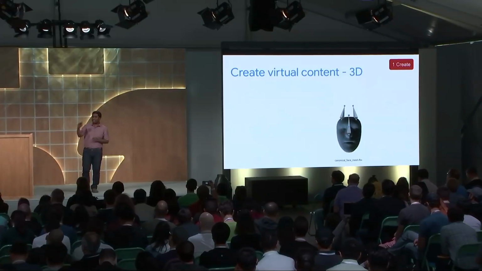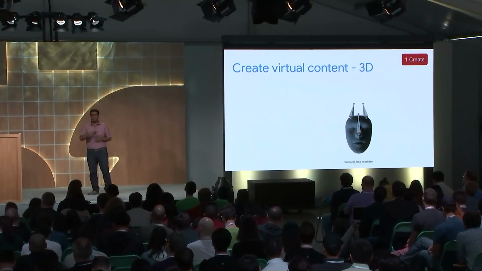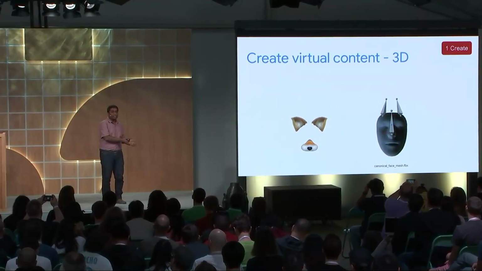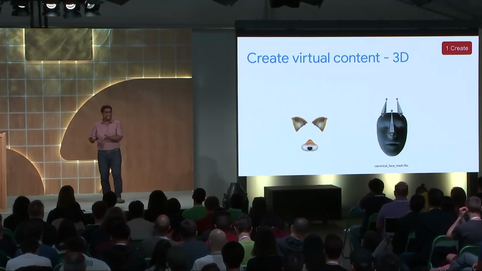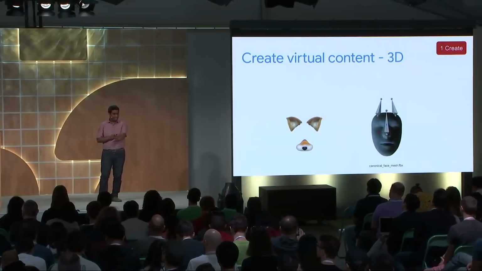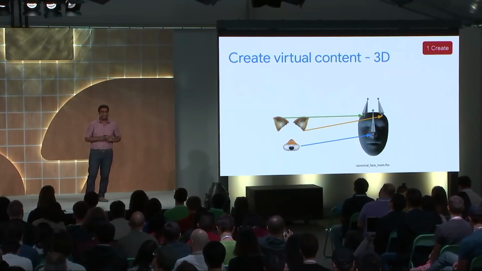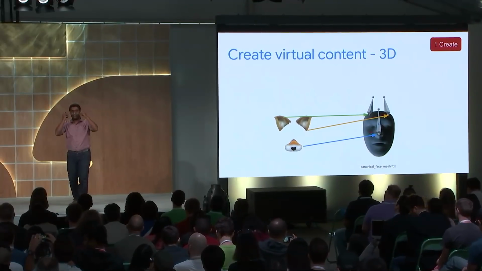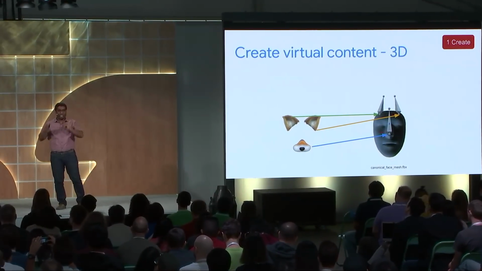To create virtual content, we provide a canonical face mesh in an FBX file format in our SDK. So you download the FBX file, import it into a 3D software, and create your own virtual content. Or you could even reuse your existing content and attach it to the canonical face mesh. So this is the step that decides which parts of the face should control what virtual asset.